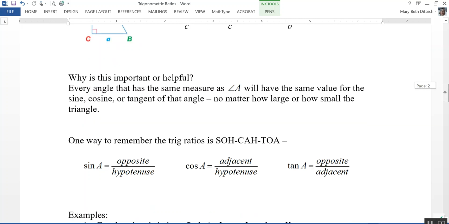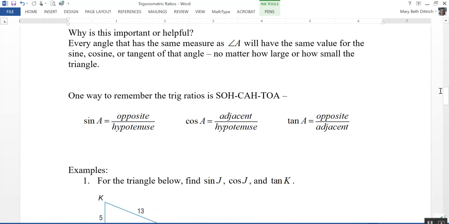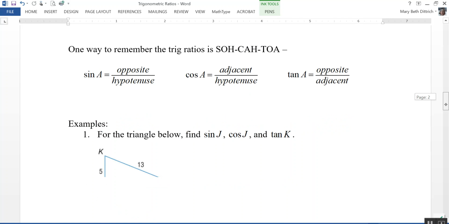One way to remember these trig ratios is SOHCAHTOA. Sine is opposite over hypotenuse, SOH. Cosine is adjacent over hypotenuse, CAH. And tangent is opposite over adjacent, TOA. So SOHCAHTOA. Let's take a look at a couple of examples here.